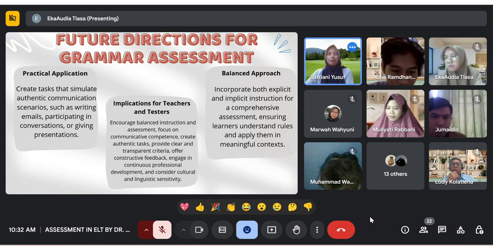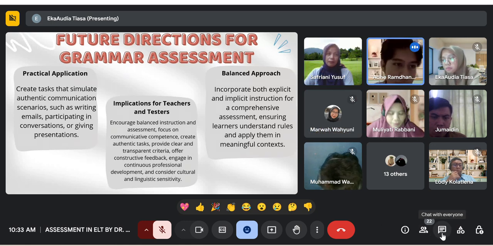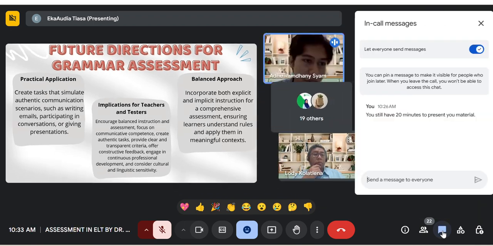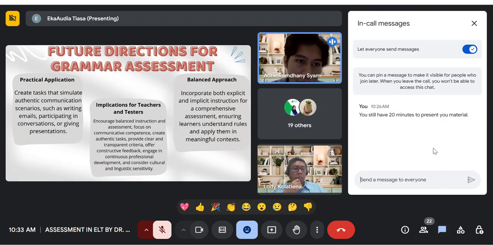Go ahead, please. Okay, so we move to the next topic, which will be the future directions for grammar assessment. The future direction for grammar assessment actually consists of a lot of things, especially for the researcher and also for the tester. But on the slide, we will brief them into three. And the first one is practical application.